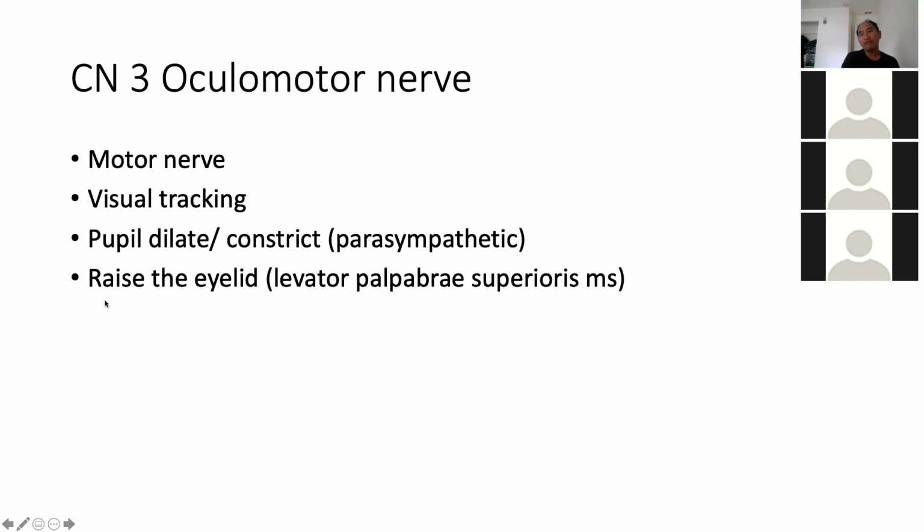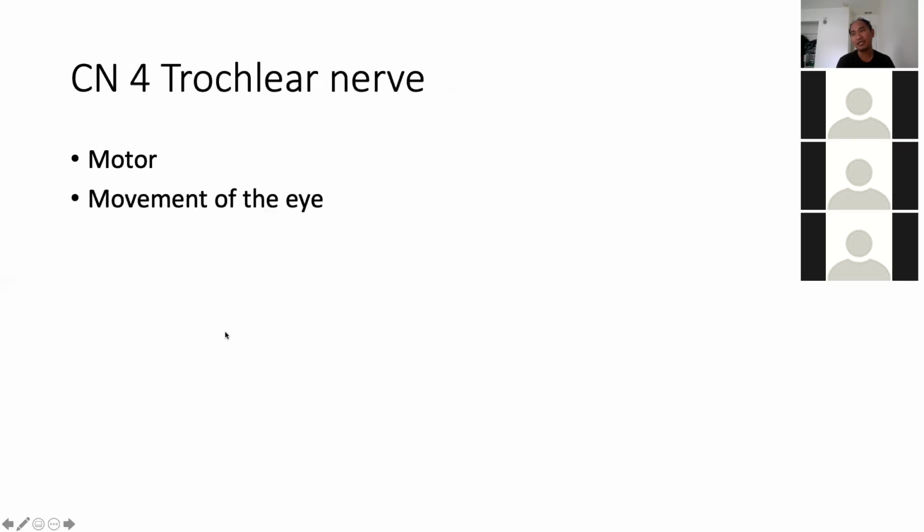And the number 3 function of the oculomotor nerve is to raise the eyelids. The eyelid muscle is called levator palpebrae superioris. Levator means elevate, palpebral fissure, superioris, lifting the eyelids upwards. So when you are opening your eyes, you are using your oculomotor nerve to raise the eyelids. So that is the third cranial nerve.